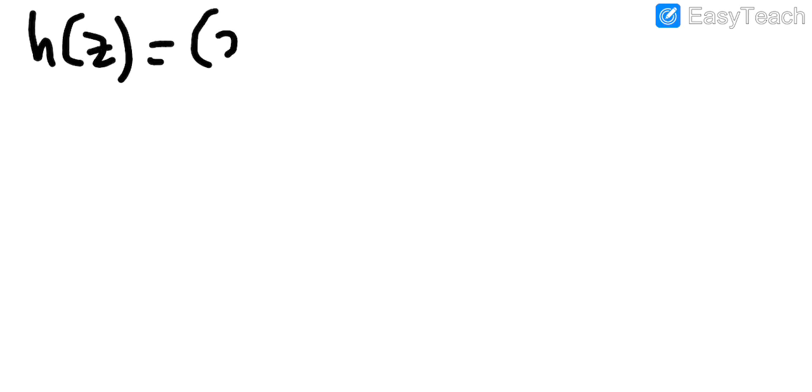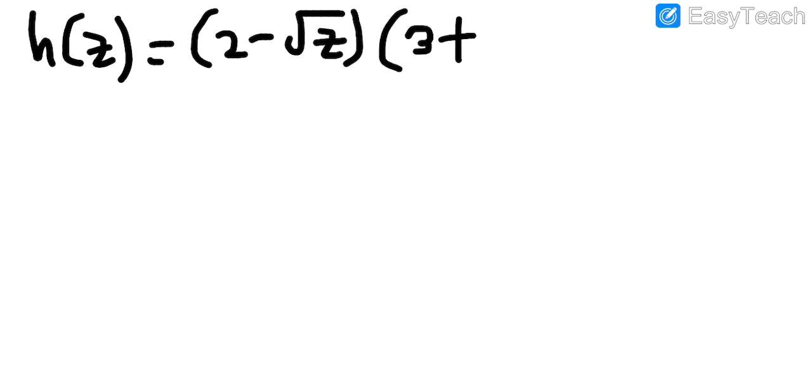Okay, so we will be getting the derivative of this function h of z, which is equal to 2 minus the square root of z times 3 plus 8 cube root of z squared. So we will be using the product rule, since the form is a product, of course.